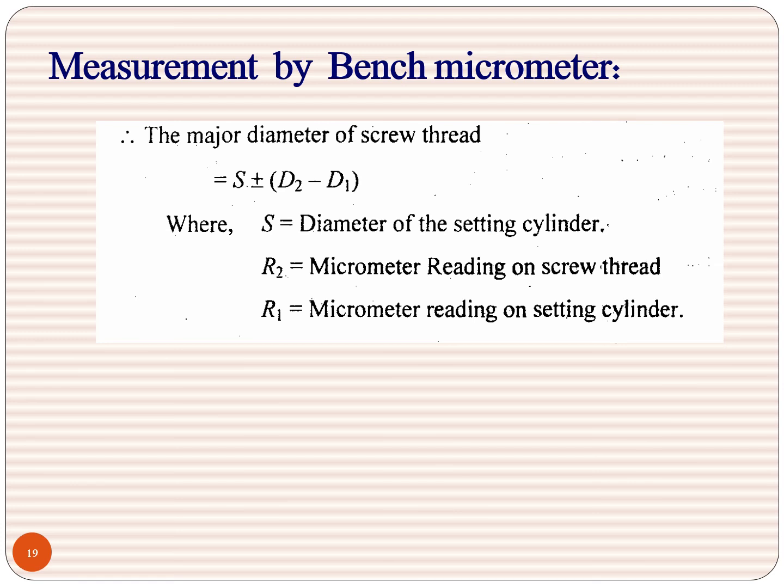We can use a simple formula. Initially we put the setting cylinder, then we remove the cylinder, and after that we put the specimen, that is the workpiece. First we put the cylinder, second we load the workpiece. The cylinder diameter is called capital S. The micrometer reading of the screw thread is R2, that is R2 or D2. The difference between diameters or difference between radii, all are the same. The micrometer reading on the setting cylinder will give the major diameter of the screw thread.